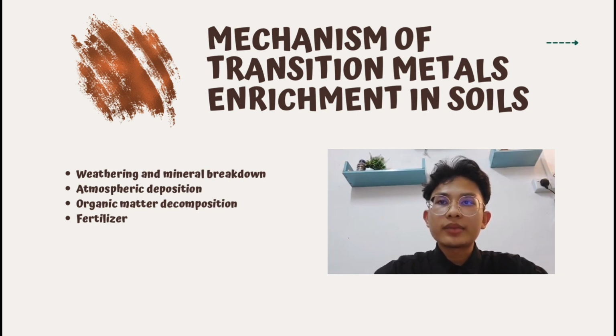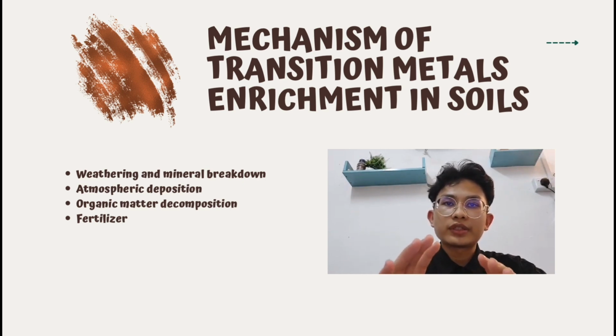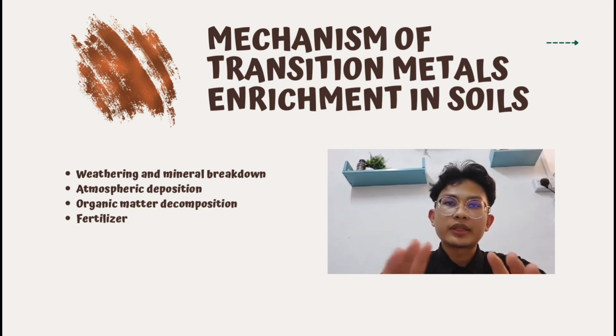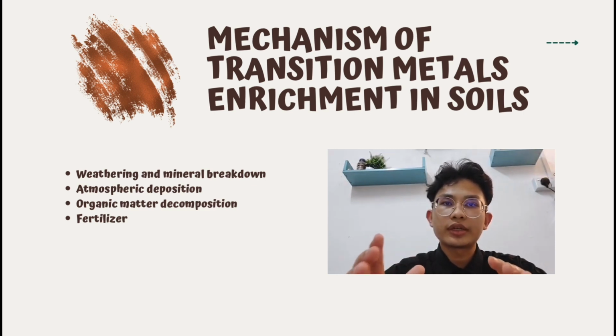Next is organic matter decomposition. Organic matter such as plant residues and animal manure contains varying amounts of transition metals. When organic matter decomposes, it releases these metals into the soil. Organic amendments such as compost and manure applications can contribute to the enrichment of transition metals in the soils.